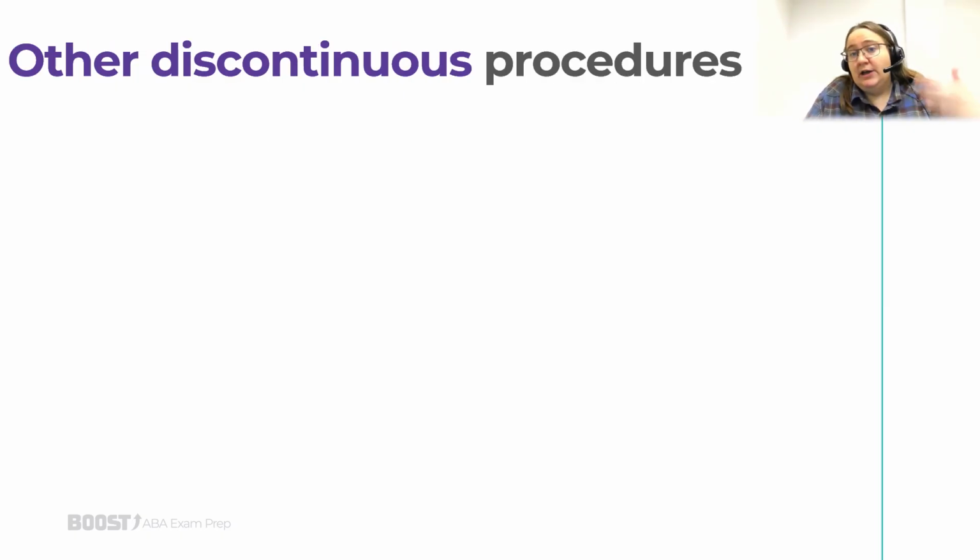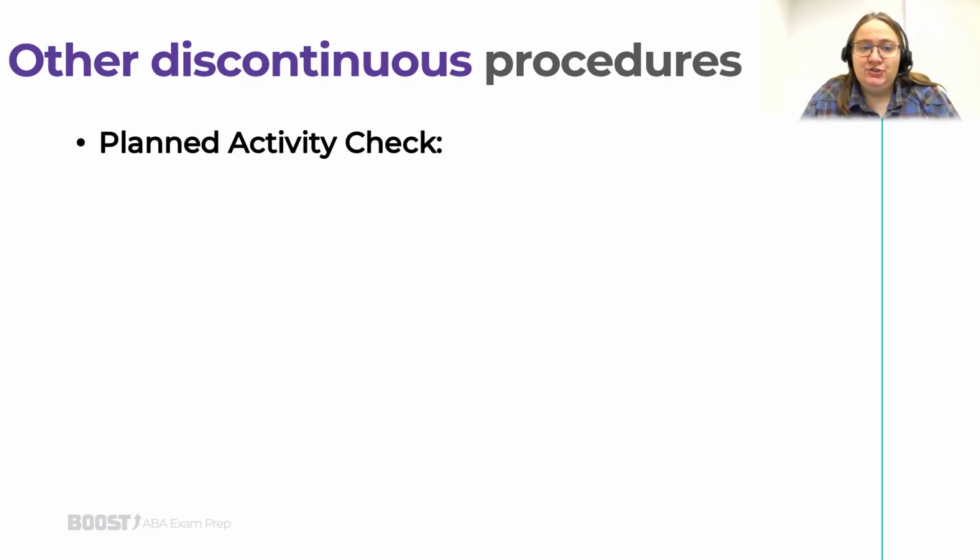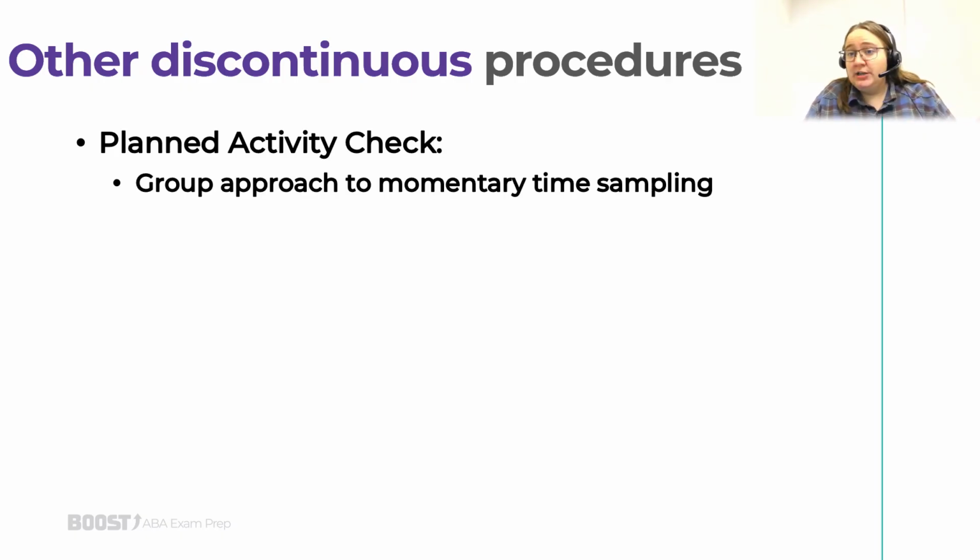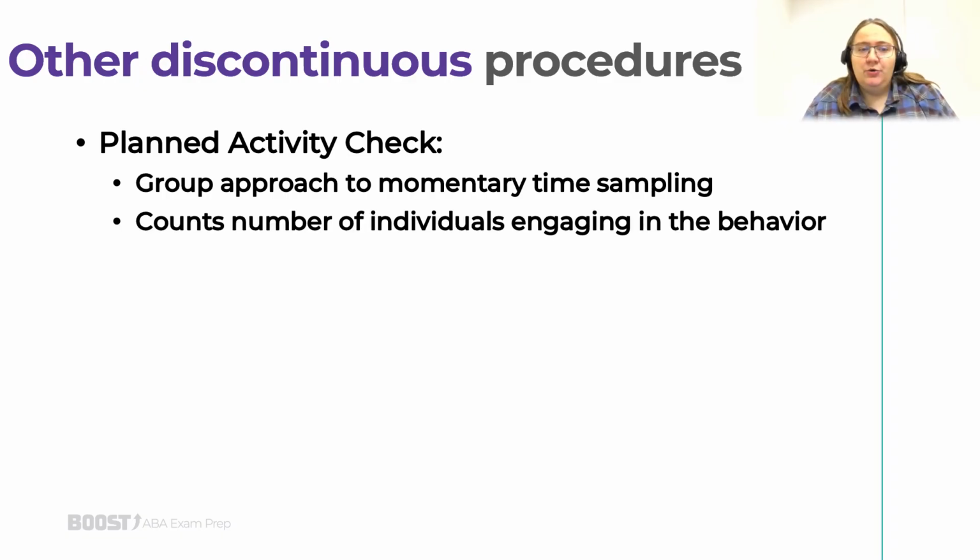However, there are, of course, other types of discontinuous measurement procedures. So planned activity check or PLACHECK is one. It's actually an approach to momentary time sampling. It's just used with groups, right? And so in a PLACHECK, you typically have a group of individuals, maybe 10 students, and you're trying to see who's on task, right? So at the end of, we'll say, the 10-second interval, you look up, you see 3 students doing the work task, you write down 3. So you're counting the number of individuals engaging in the behavior at the end of the interval. So PLACHECK is a form of momentary time sampling, just with groups.